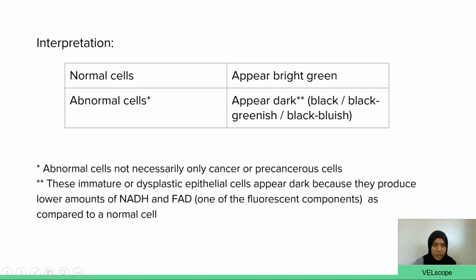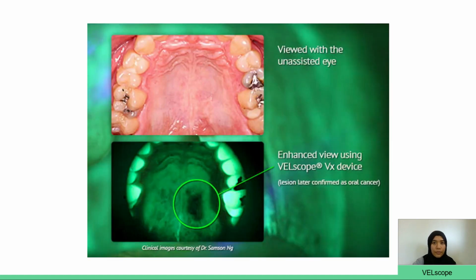For the interpretation, normal cells will appear bright green, while abnormal cells, which are not necessarily only cancer or precancerous cells, will appear dark, like black or black greenish or black bluish, because they produce a lower amount of NADH and FAD, which are some of the fluorescent components. This is the appearance of the palate with the naked eye, where we can't actually visualize any unhealthy area, but through the Velscope we can make out the dark area, which later by biopsy was confirmed as oral cancer.